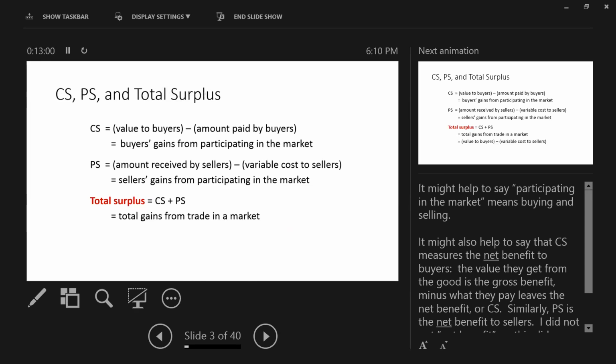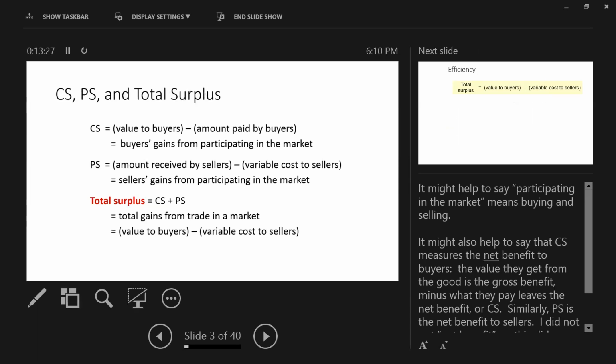Now, if you look very carefully, you'll notice the amount paid by buyers and the amount received by sellers, that is the same thing. These two expressions are both the same expression. That's just the revenue transferred in the trade. So when I add those two quantities together, you'll notice the revenue goes away and we're just left with total surplus, reflecting the value to the buyer, that marginal benefit to buyers, minus that marginal cost, that variable cost to the sellers. And the actual amount paid canceled out. That didn't determine the size of the pie.